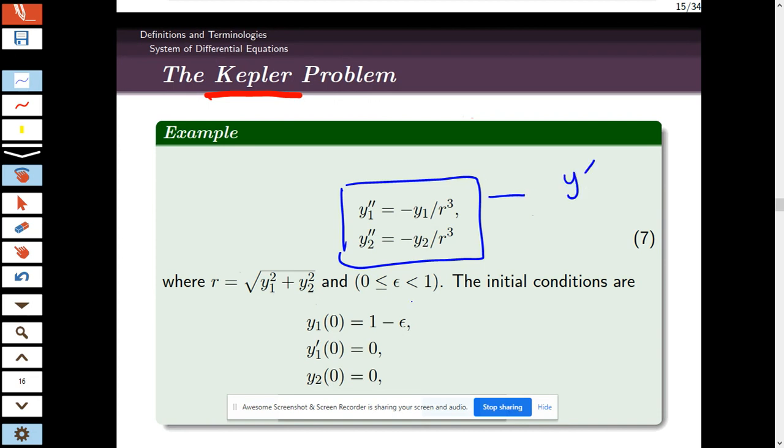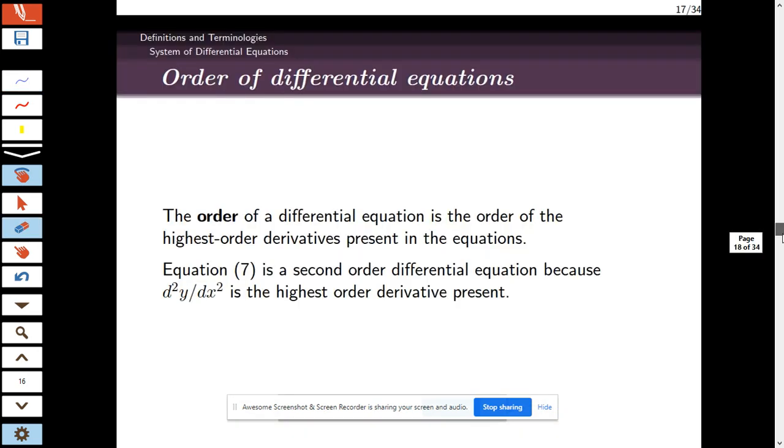First order prime. Yes. So, if you have y1, y2 with double prime, it will become a 4 by 1 system. If I just have y double prime, it will change to y1, y2 single prime. Okay, maybe by looking at more examples you will see it. Okay, we'll look at it later on.